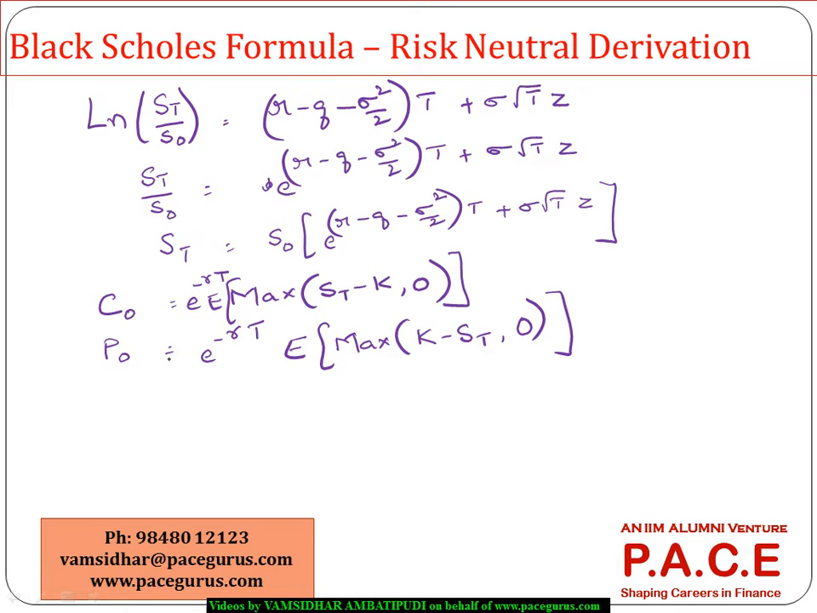So I need to know the maximum of ST minus K, comma 0, which I can very well write as the value is equal to ST minus K if ST is greater than K, and it is equal to 0 in the other cases. Correct? So what do we mean by ST greater than K? Probably I'll try to write it. ST greater than K, I can very well write it in this particular form.